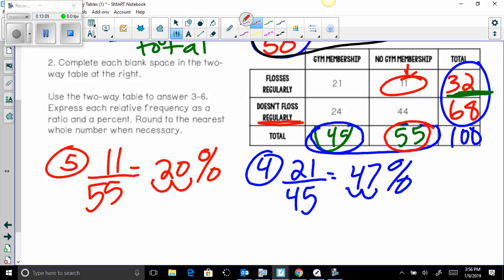Number 6 asks, does there seem to be a relationship between people who own a gym membership and people who floss regularly? Well, let's look here. Does there seem to be a relationship between the people who own a gym membership and who floss regularly?